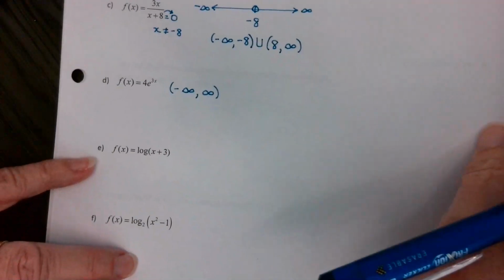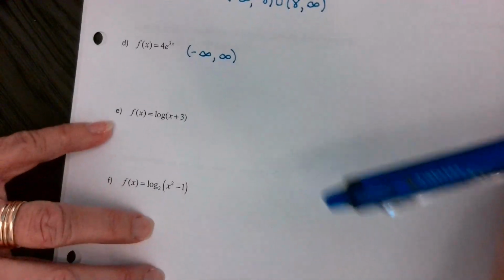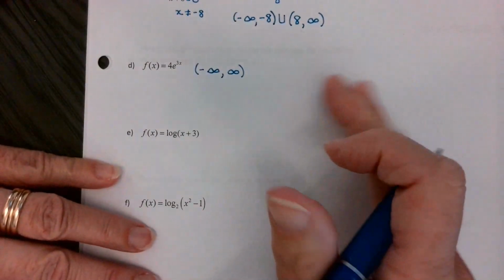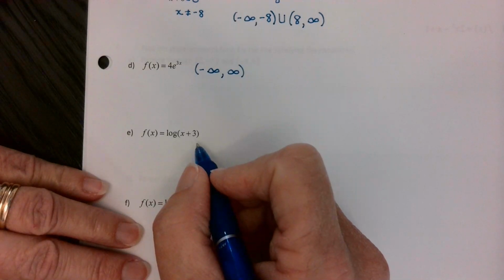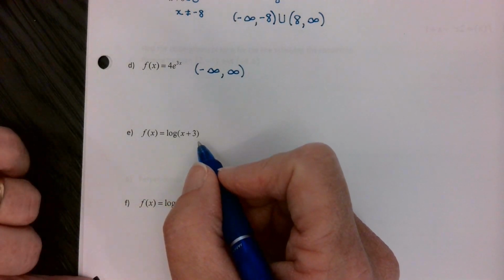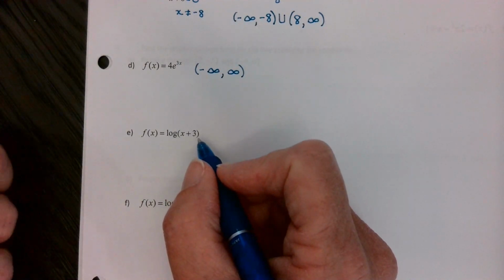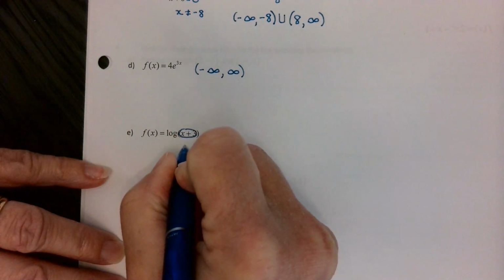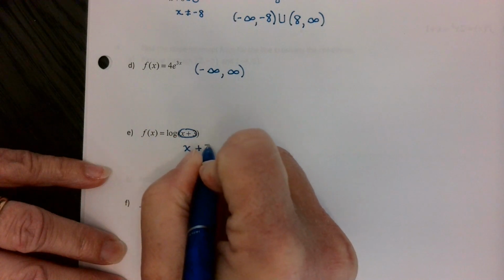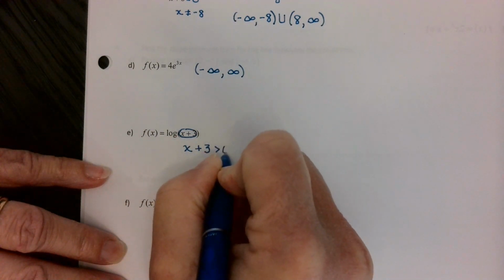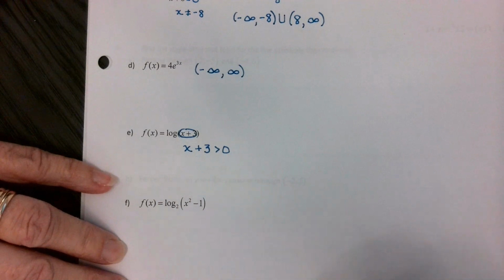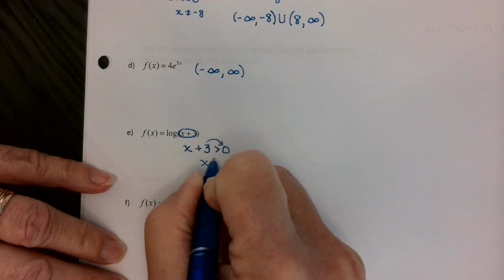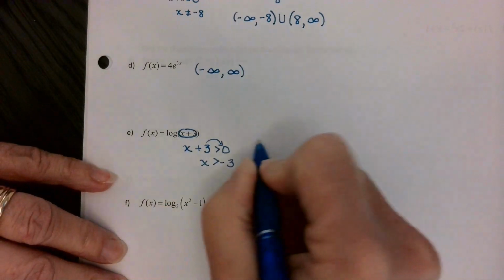For E, in logarithms, hold on, I've got my paper all messed up here. With logarithms, we cannot take a logarithm of 0 or negative numbers. So what you're going to do is you're going to take this and make it greater than 0 because it has to be a positive number. It can't even be 0. So take 3 to the other side, it becomes negative. So you have x is greater than negative 3.